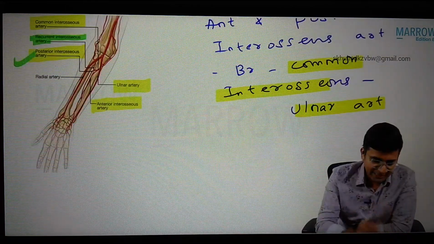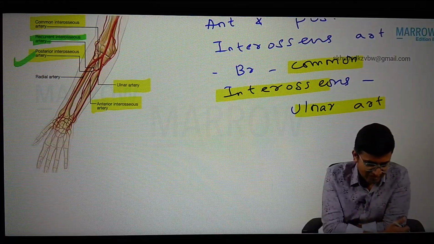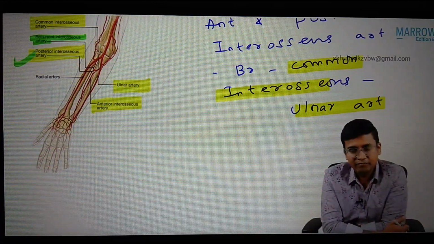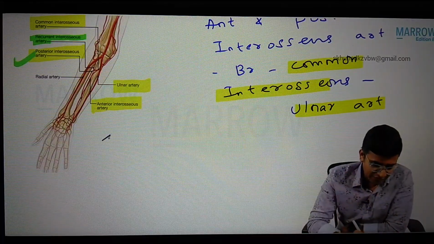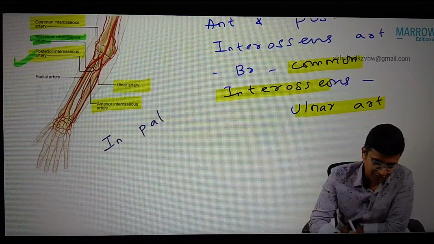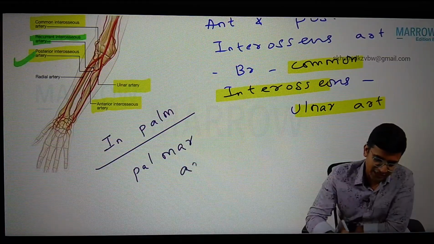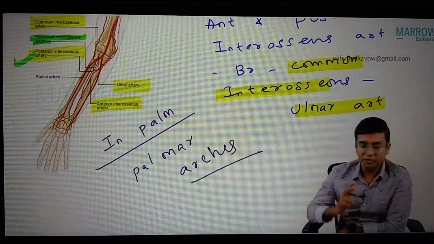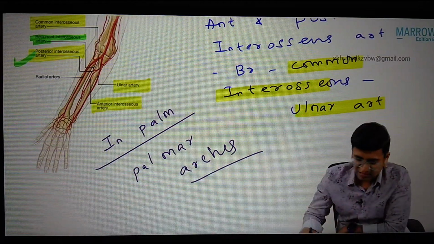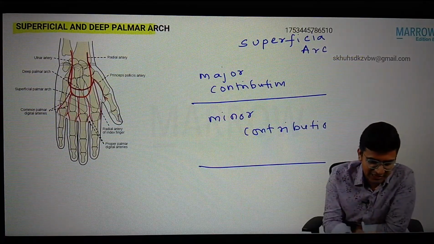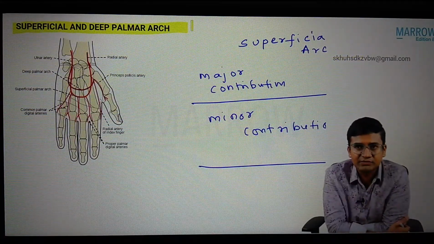So now see the diagram. After supplying the forearm, the radial artery and the ulnar artery come to the hand, and in the palm they form arches. So now we're going to discuss the palmar arches. Palmar arches, two in number: superficial palmar arch and deep palmar arch. Now see the diagram. In this we are seeing the superficial and deep palmar arch.